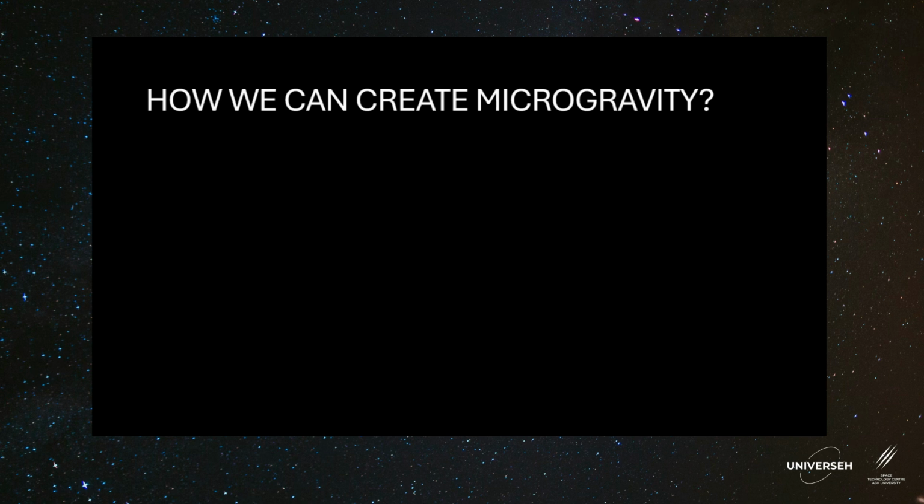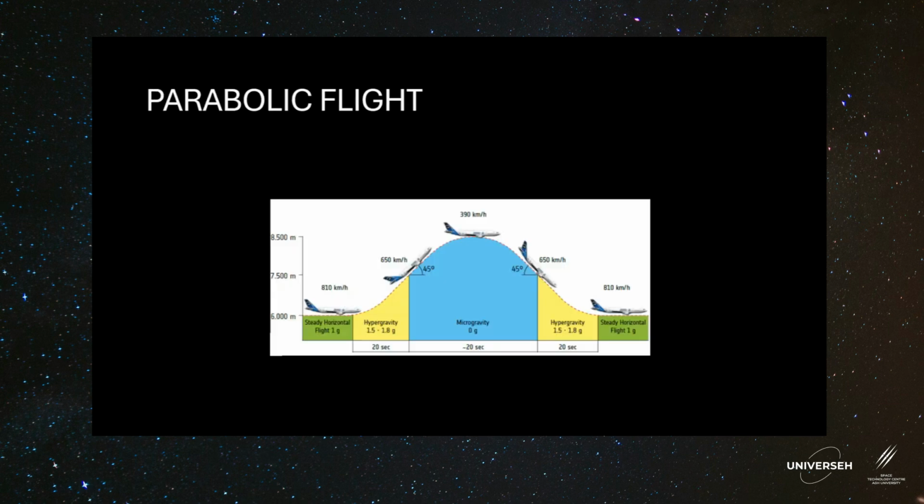And the most important fact for us and for science is how we can create microgravity. We have a few main ways to create it. The most, maybe not popular, but the most famous is parabolic flight. This is how astronauts are trained before a mission. And we have a very special aircraft, a parabolic aircraft, but it's created in a special way.